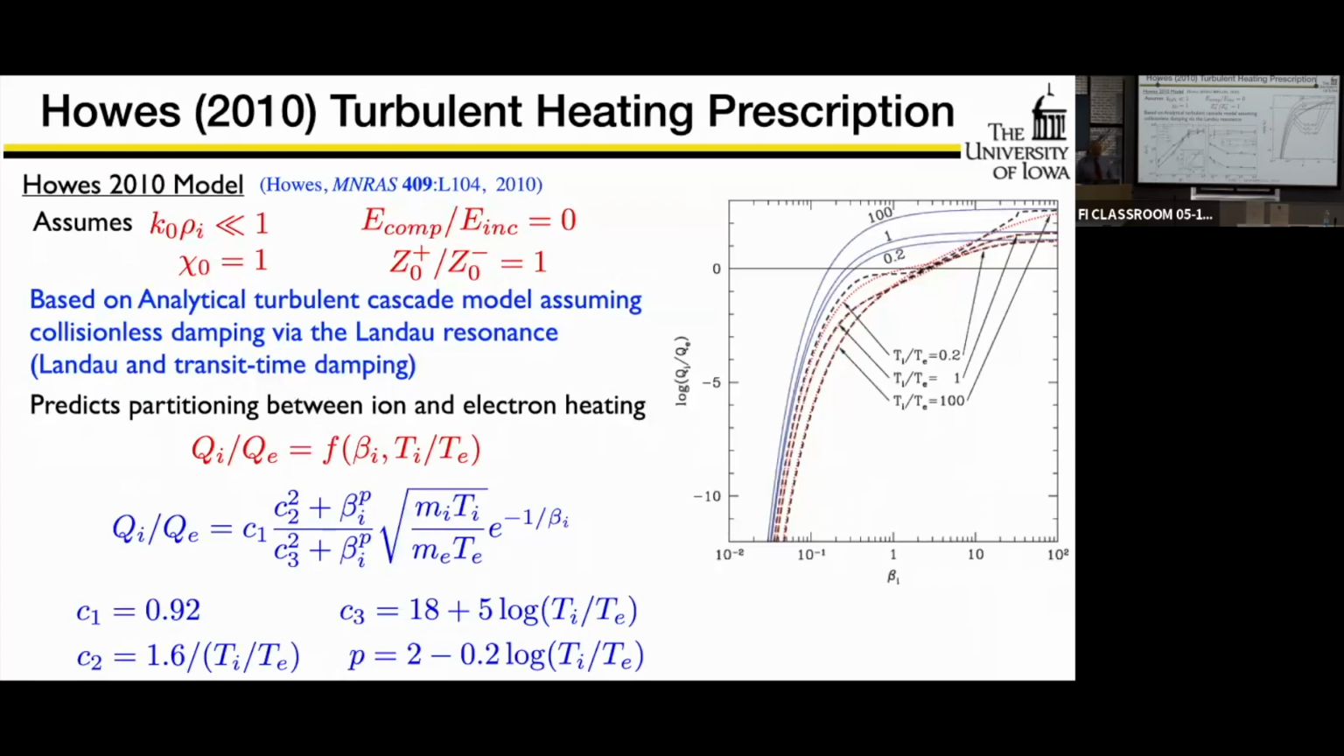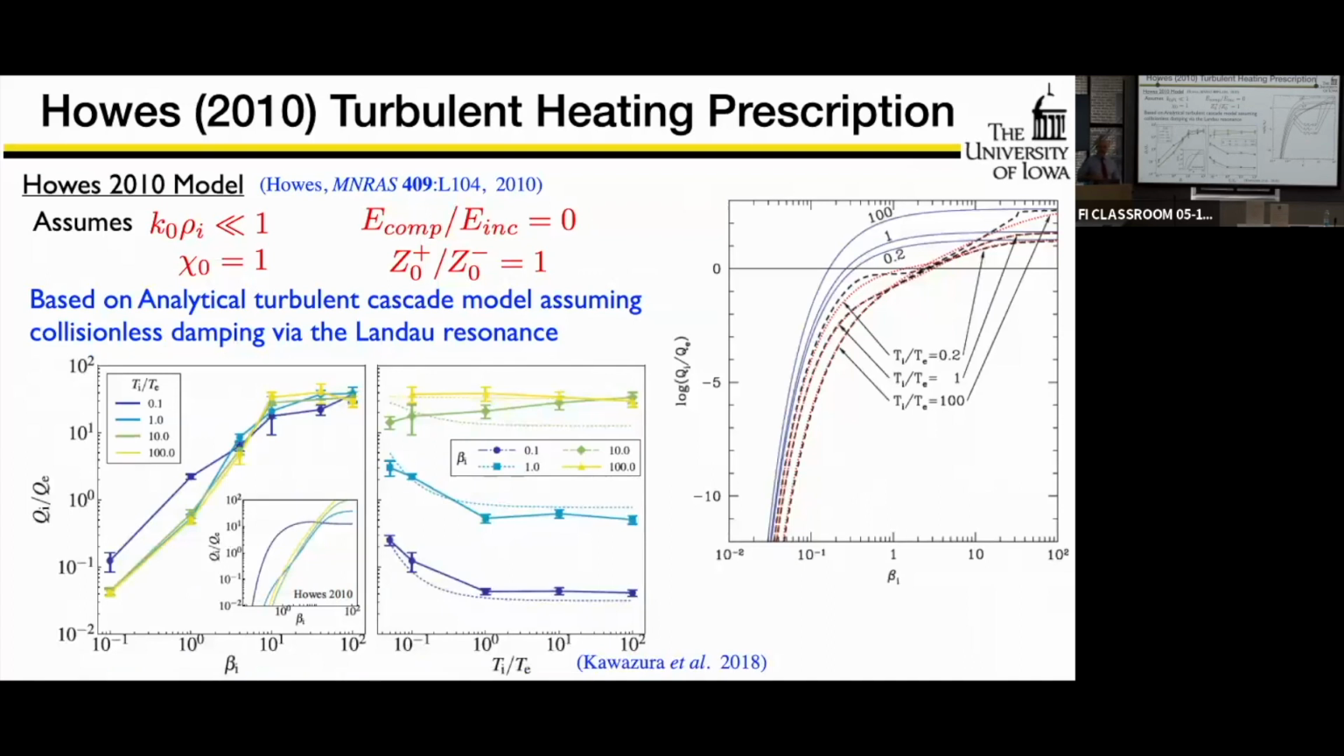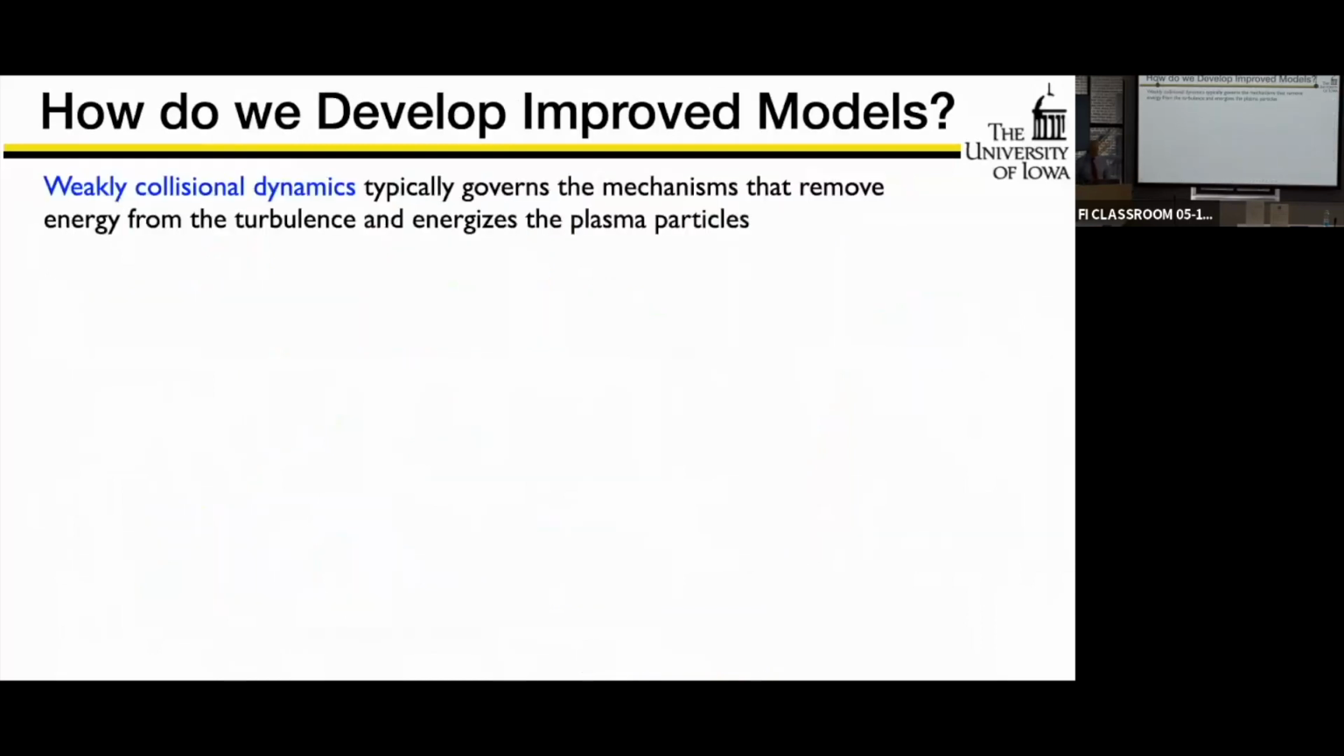And as I mentioned, that Kawazura model, which is based on a suite of gyrokinetic simulations, these are the results of those gyrokinetic simulations. And what they really saw was that the form of these curves, qualitatively, looks very similar to that analytical model that I developed. And there are just some relatively minor quantitative changes between those. So a question is, how do we actually go about developing improved models that are better than these?